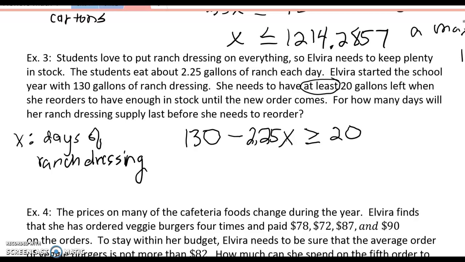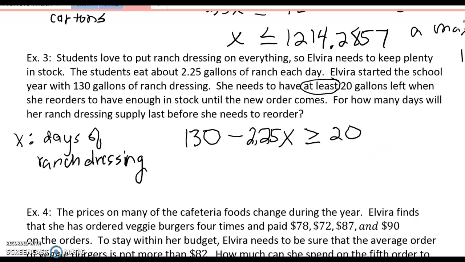Okay, so there's our inequality, which represents the supply of ranch dressing on hand. We're going to start off with our 130 gallons. We're going to subtract off the consumed amount. So what's on the left represents what we have on hand. We want to compare that to 20 and what we have in stock. We don't want it to go below 20. So that's why we have the greater than or equal to symbol.